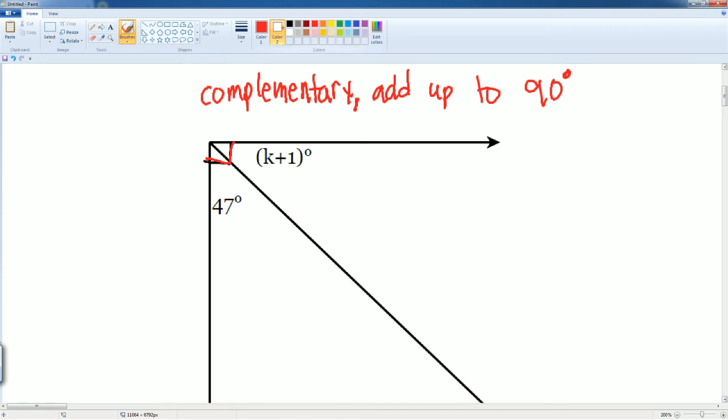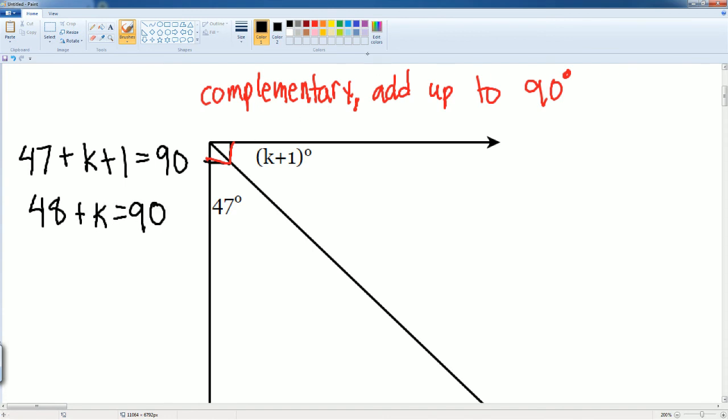All right, so let's do that. We have 47 plus k plus 1 is equal to 90 degrees, because again, we say they are complementary angles. Let's add some like terms. So 47 plus 1 gets us 48. Bring everything else down. So we add k is equal to 90 degrees.